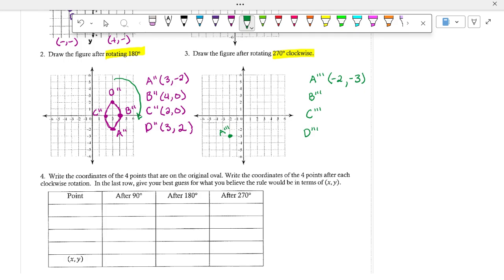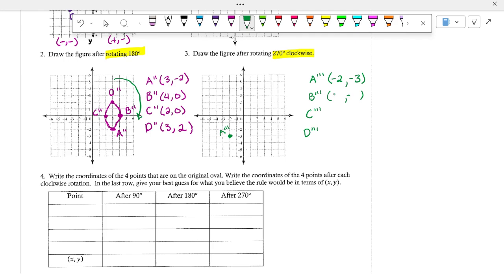What about B? B is on the x-axis on the right side currently. So if I go another 90 degrees, where would it end up? If it's on an axis, it's going to end up on another axis. So if it's currently on the x-axis, another 90 degrees is going to be where? On the y-axis. Top or bottom of the y-axis? Bottom. So that means that the y value specifically will be what? If it's on the bottom of the y-axis?